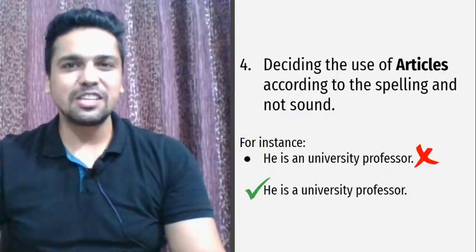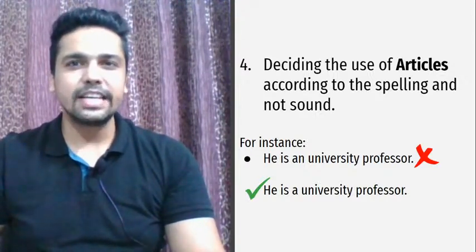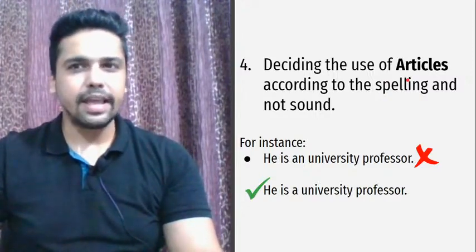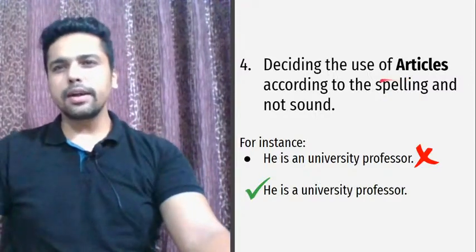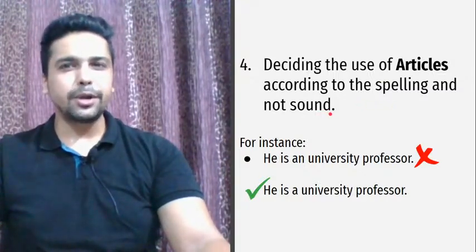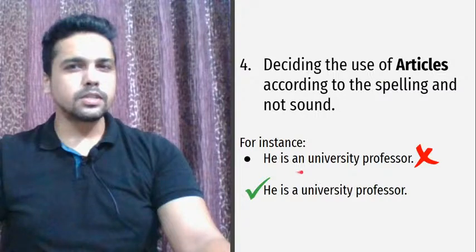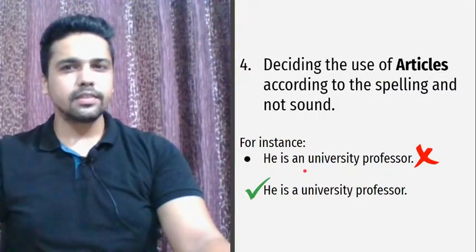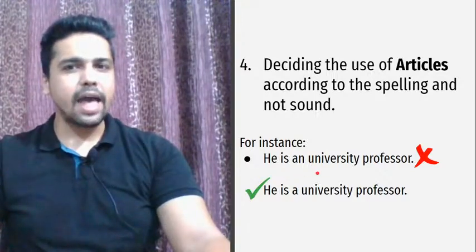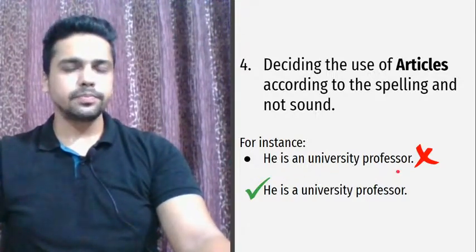Wonderful. So let's talk about the fourth error, a fourth common error: deciding the use of articles. We all know what articles are: a, an, and the. So deciding the use of articles according to the spelling and not the sound. This is again a very common error. You are using an article a, an, or the according to the spelling. So you make a mistake like this: he is an university professor.